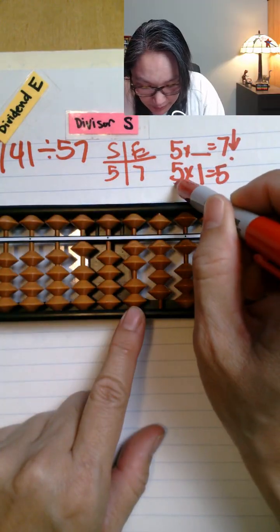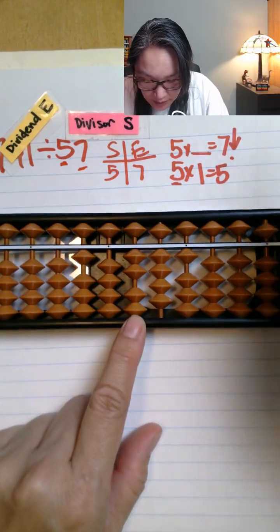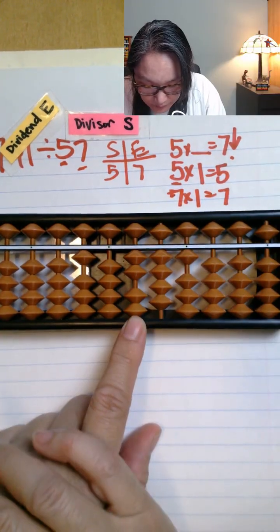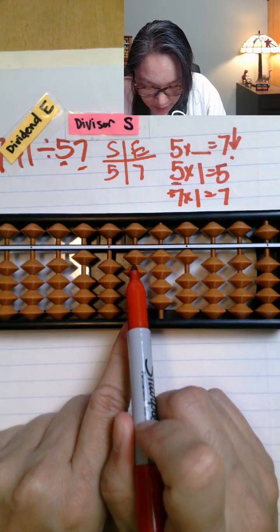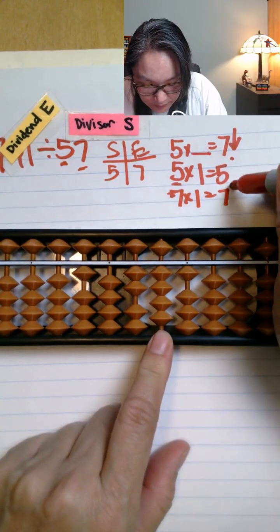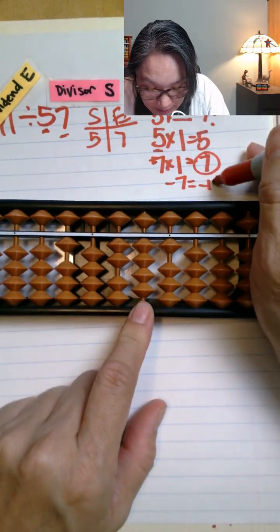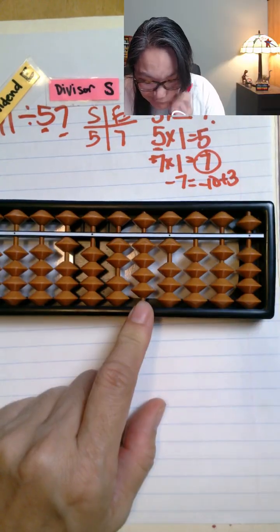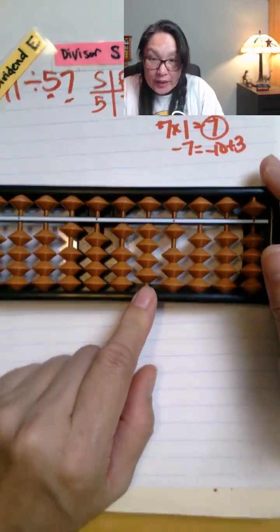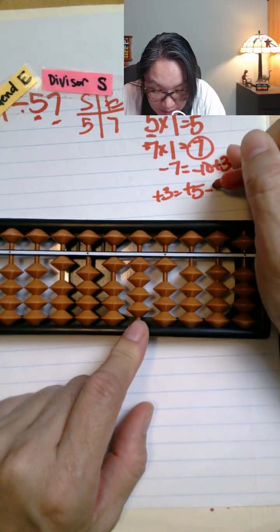Whatever I do with my first one, I gotta do to the second one. 7 times 1 is equal to 7. 7 is a single digit. I go back 1 column and I take away 7. I want to take away 7. Minus the 7 is minus the 10 plus the 3. Minus the 10, add the 3. Problem, we cannot add the 3. What do we do? Plus 3 is equal to plus 5 minus 2.